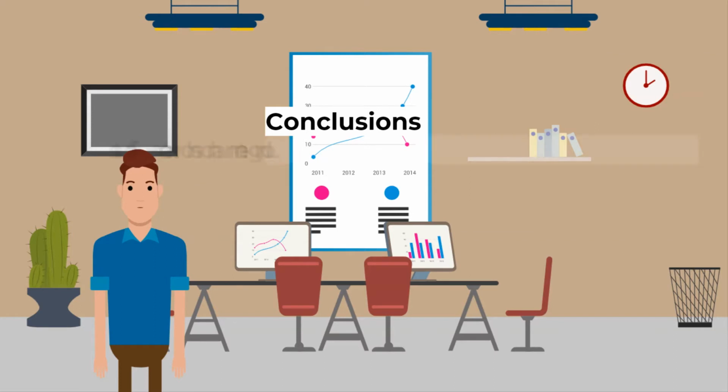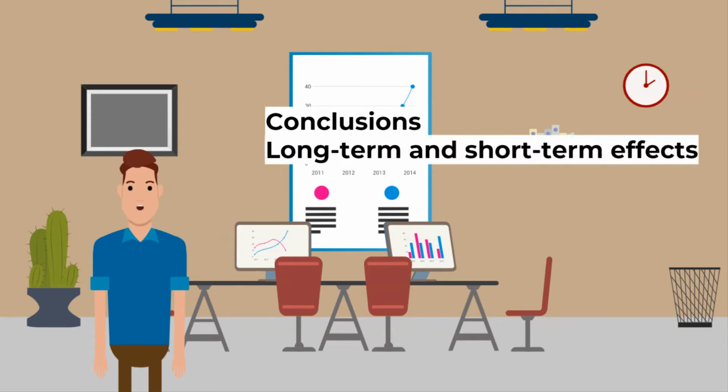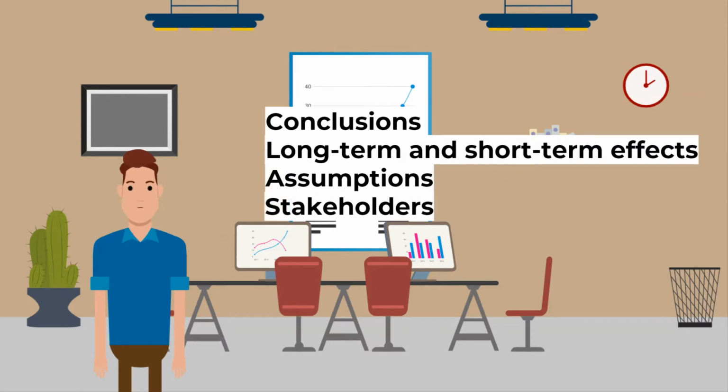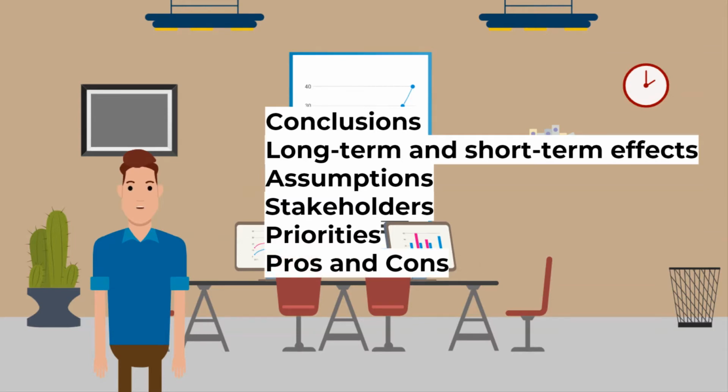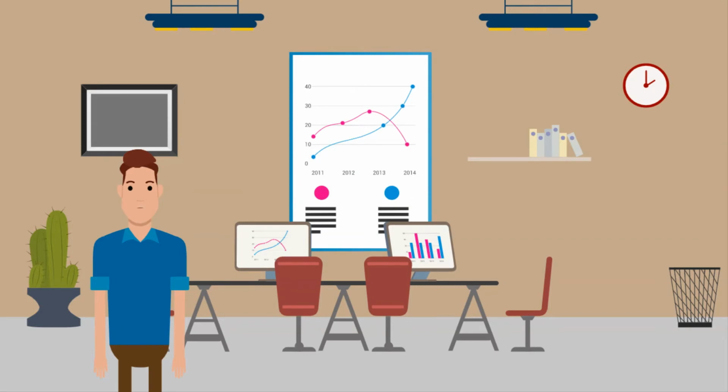Conclusions. Long-term and short-term effects. Assumptions. Stakeholders. Priorities. Pros and cons. Use at least 3 of these in your Part B questions.